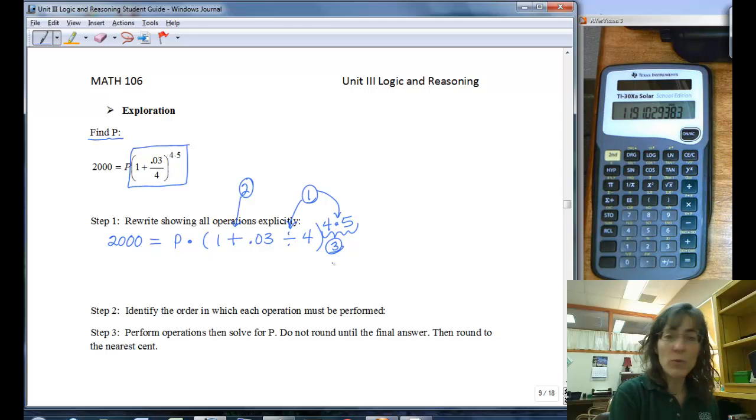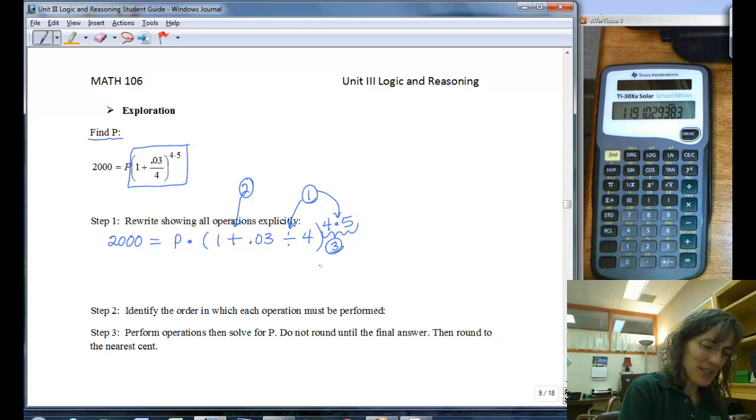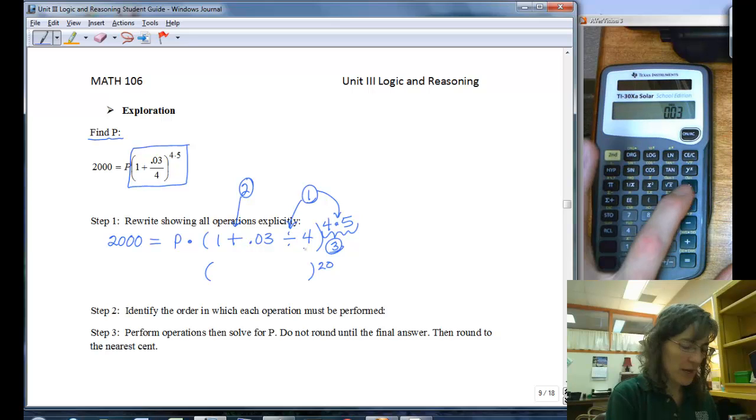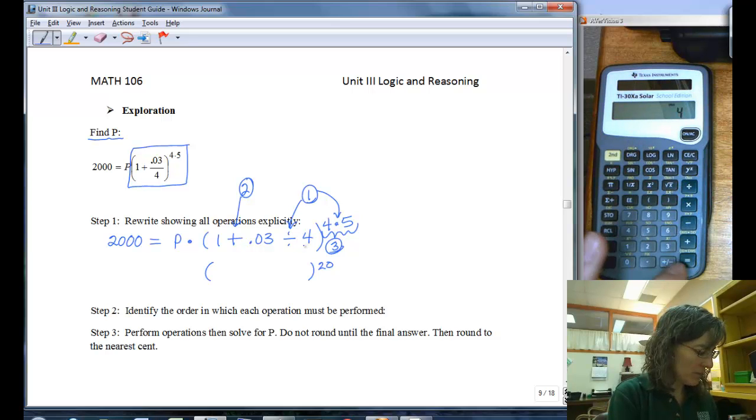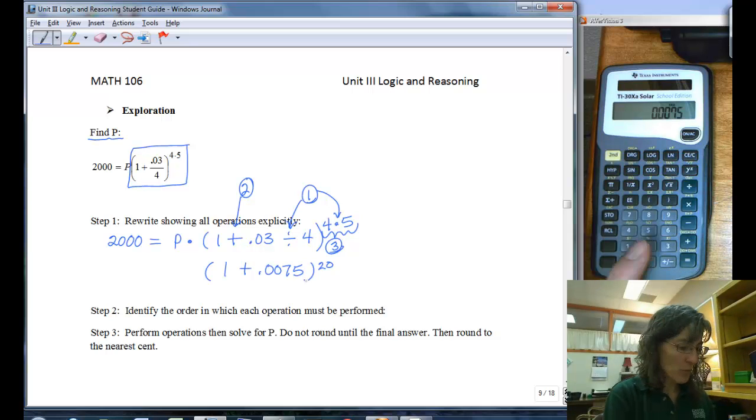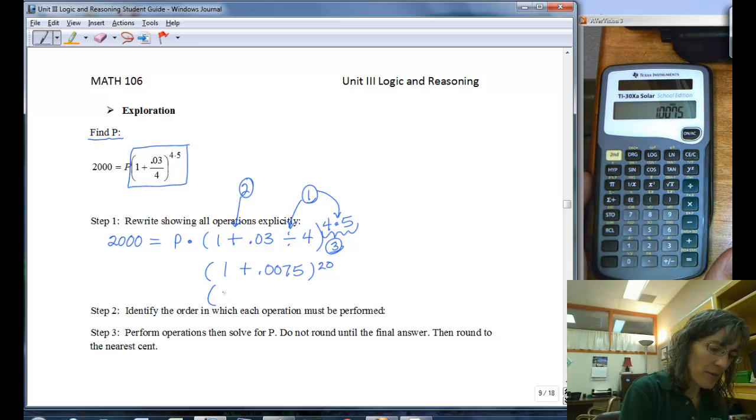So let's try it out. We know 4 times 5, I hope. So that's going to give us the 20th power. And I can also calculate 0.03 divided by 4. And I get 1 plus 0.0075. Next step was to add the 1, so plus 1. So now I have 1.0075 raised to the 20th. I still have P times out front and then the 2,000 on the left.